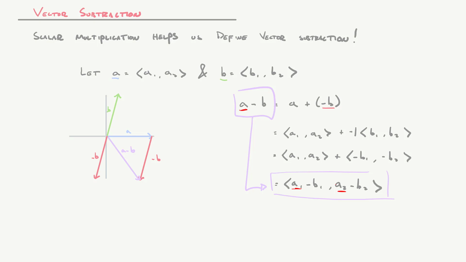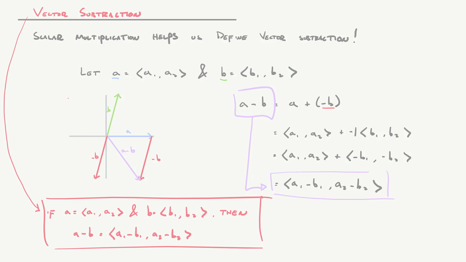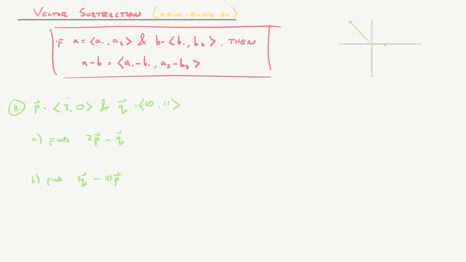If I was to do B minus A, then actually we'd have to find the vector negative A and then use the parallelogram rule, and that would be a very different vector. Anyway, if A is a1 and a2 and B is b1, b2, the formula for vector subtraction is component-wise subtraction on its components.